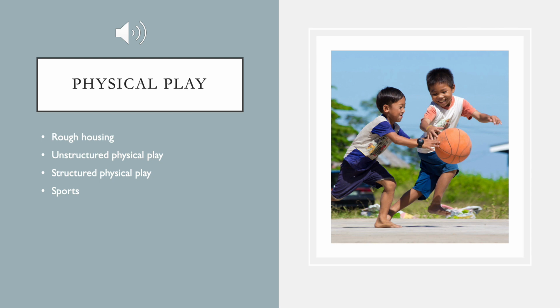And then during unstructured physical play, children may use this time to engage in a variety of different things. So like the picture here, they might want to play a game with a peer, such as a sport like basketball, or maybe want to ride their bike or run and play tag.